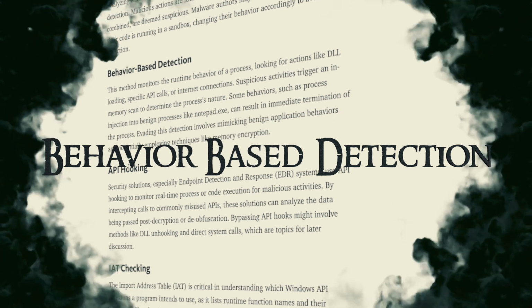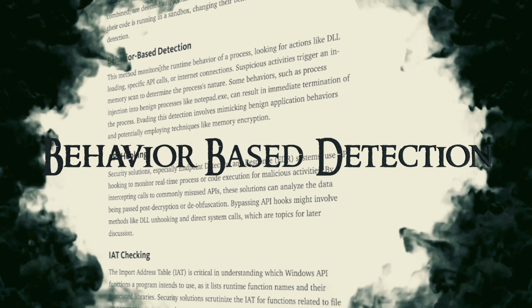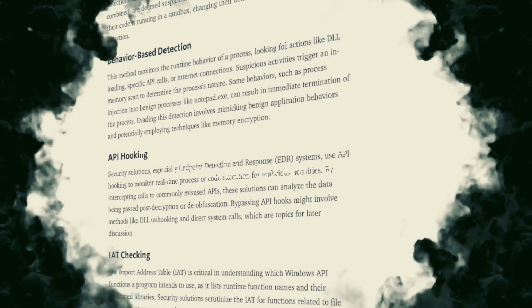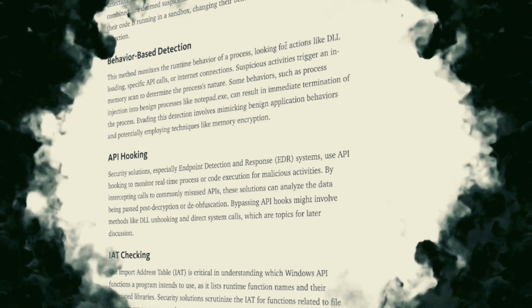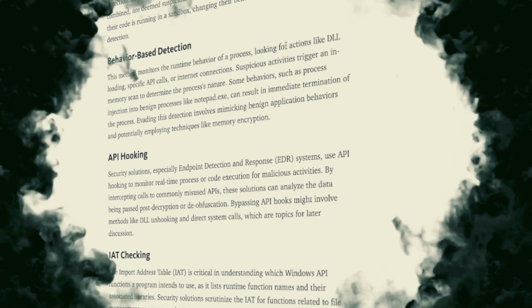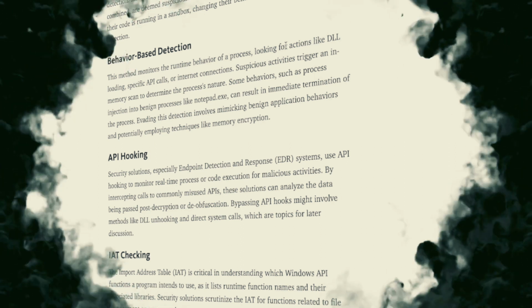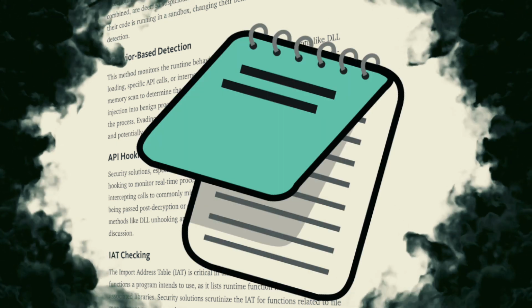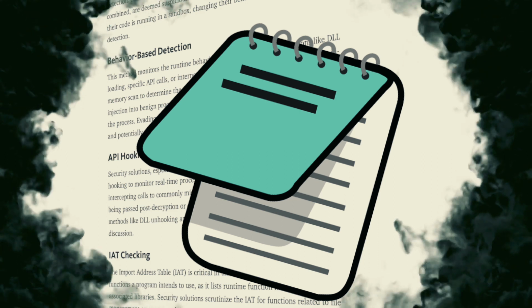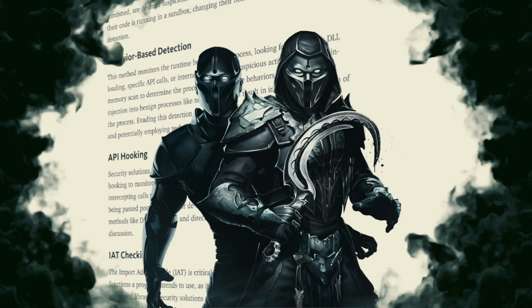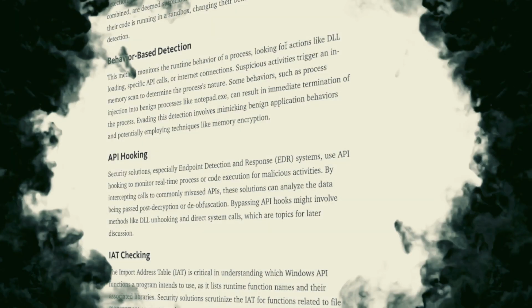Behavior-based detection. This method monitors the runtime behavior of a process, looking for actions like DLL loading, specific API calls, or internet connections. Suspicious activities trigger an in-memory scan to determine the process's nature. Some behaviors, such as process injection into benign processes like Notepad.exe, can result in immediate termination of the process. Evading this detection involves mimicking benign application behaviors and potentially employing techniques like memory encryption.